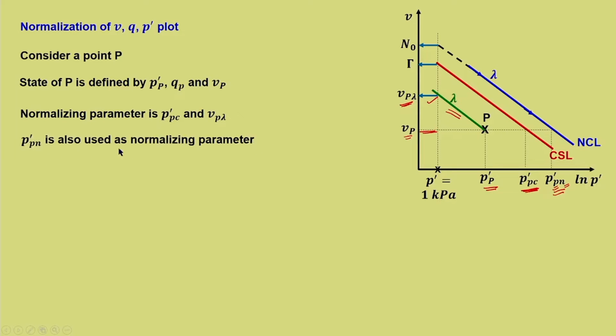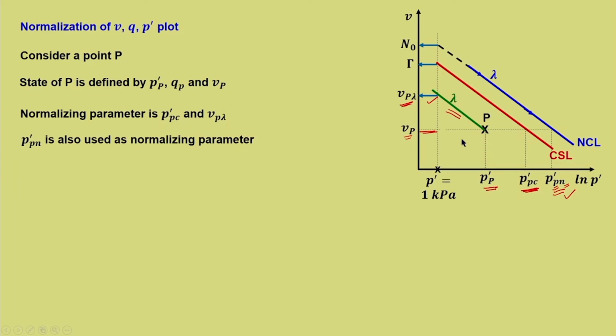Now P dash Pn is also used as a normalizing parameter. So what is the distance of point P from NCL, that is P dash Pn. This can also be used as a normalizing parameter, but rather than the normally consolidated line, the critical state line is of more importance. Why? That distance actually represents the factor of safety. So for all practical purposes, the normalizing parameters can be considered as VP lambda and P dash PC.